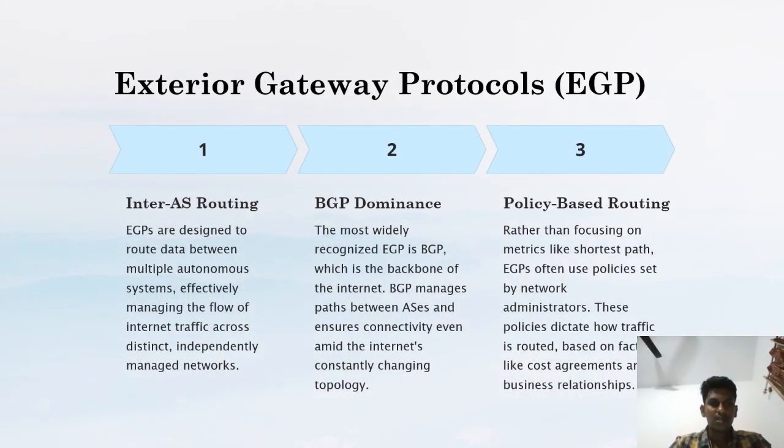Exterior Gateway Protocol. Inter-AS routing. EGPs are designed to route data between multiple autonomous systems, effectively managing the flow of internet traffic across distinct domains. The most widely recognized EGP is BGP, which is the backbone of the internet. BGP manages paths between ASes and ensures connectivity even amid the internet's constantly changing topology. Policy-based routing. Rather than focusing on metrics like the fastest or shortest path, EGPs often use policies set by network administrators. These policies dictate how traffic is routed based on factors like cost agreements and business relationships.